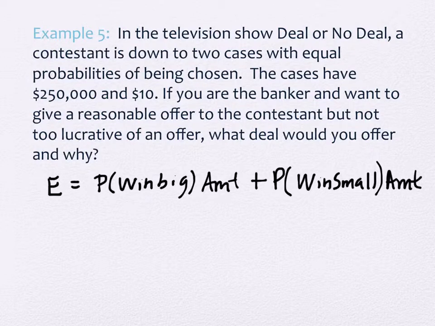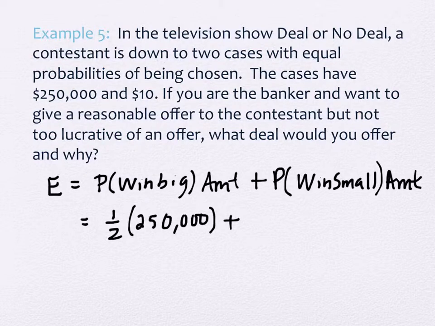All right, so what's the probability they win big? 1/2. And if they win big, how much do they win? $250,000. Good job. What is the probability they win small? 1/2. And the amount they win? $10. So grab your calculator. Tell me what you get. Again, this is a money amount, so I'm going to put a dollar sign. Decimals are appropriate with 2 decimal places if we need them. What'd you get, Kayla?